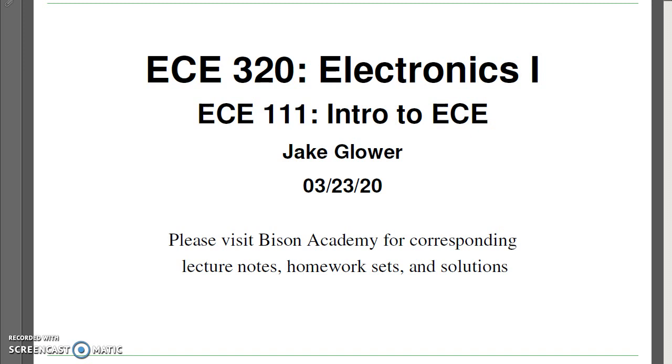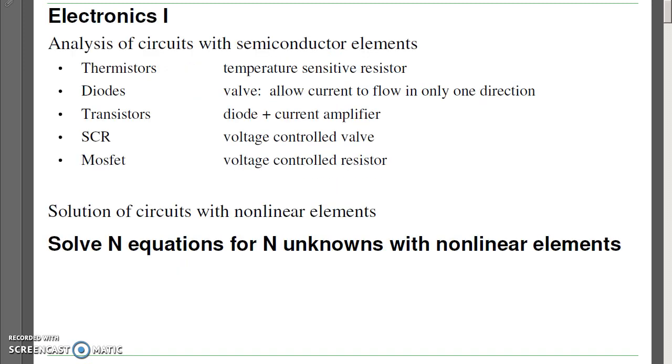Our next topic in ECE 111 is ECE 320, Electronics 1. In electronics, we cover the analysis of circuits made with semiconductor devices. These include thermistors, which are temperature sensors, diodes, which act as valves, allowing current to flow in only one direction, transistors, which are a combination of a diode plus a current amplifier, semiconductor relays, which are voltage-controlled valves, and MOSFETs. MOSFETs are voltage-controlled resistors.